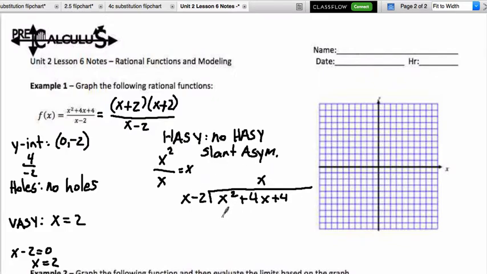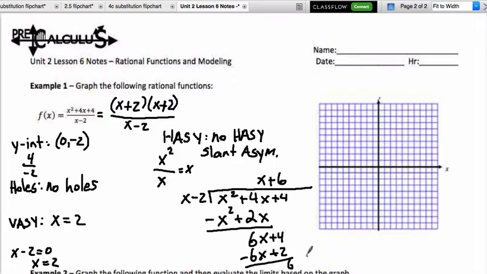So x times x is x squared, then negative 2x. Now remember, you're going to subtract this whole thing, so that means negative and positive. It's going to change the sign on both of them. These cancel out, and I now have 6x. Bring down my positive 4. x goes into 6x 6 times. And then I multiply and I get 6x minus 2. Subtract, and I get 6 down here. And this is going to be my remainder.